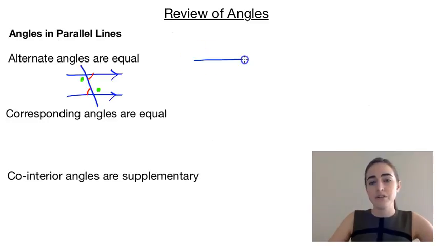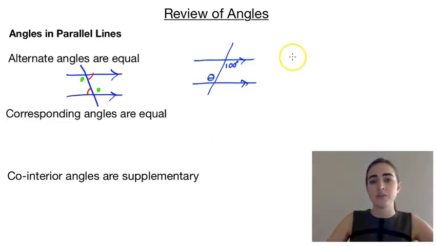So for example, if we had two parallel lines, had the transversal here. If we knew that this was 100 degrees and we had a theta here, then we could write theta is equal to 100 degrees, and we'd write alternate angles.